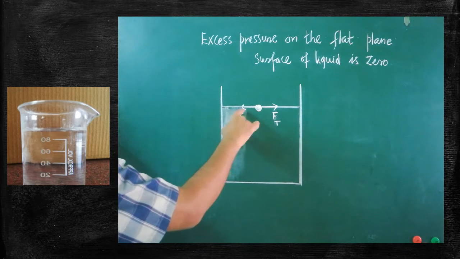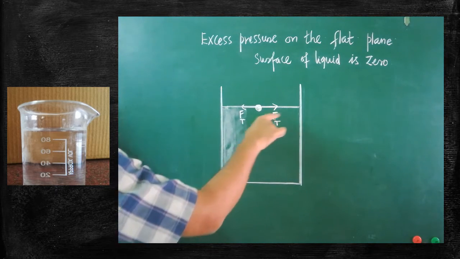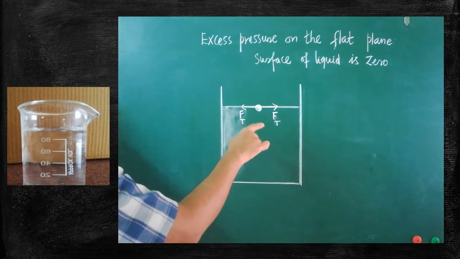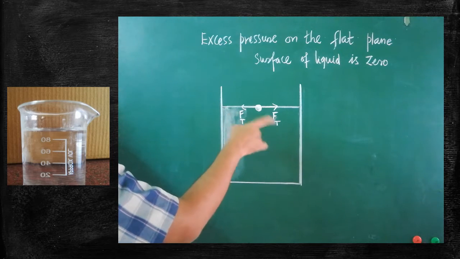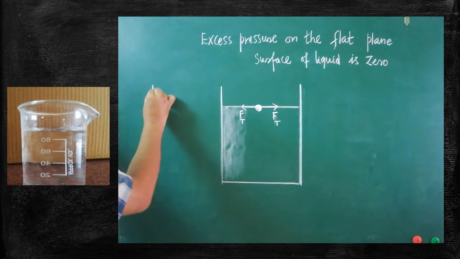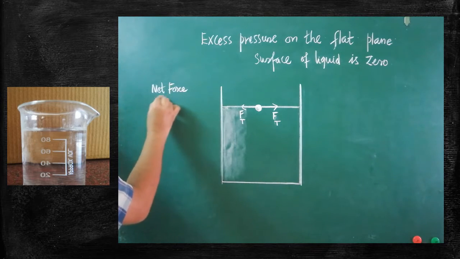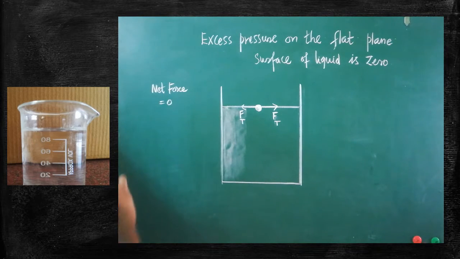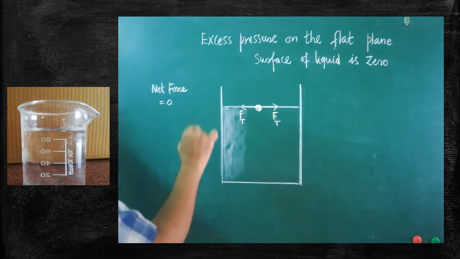So how many forces are acting? Both the two forces are acting along the surface tangentially. Are you clear? So this force Ft, both are equal and opposite. Therefore the net force will be equal to 0. Are you clear? So ultimately there won't be any force acting on the molecule.